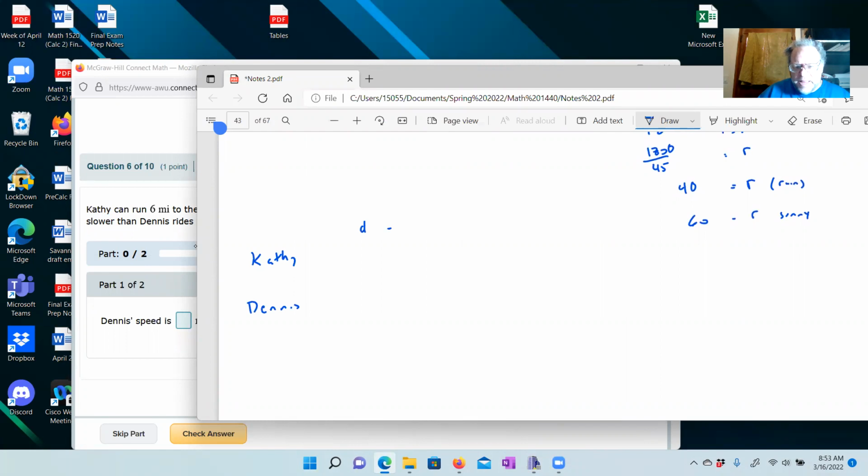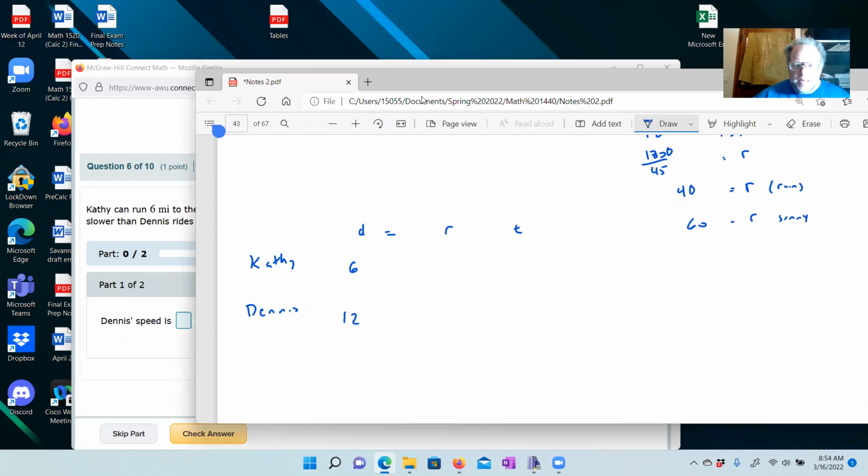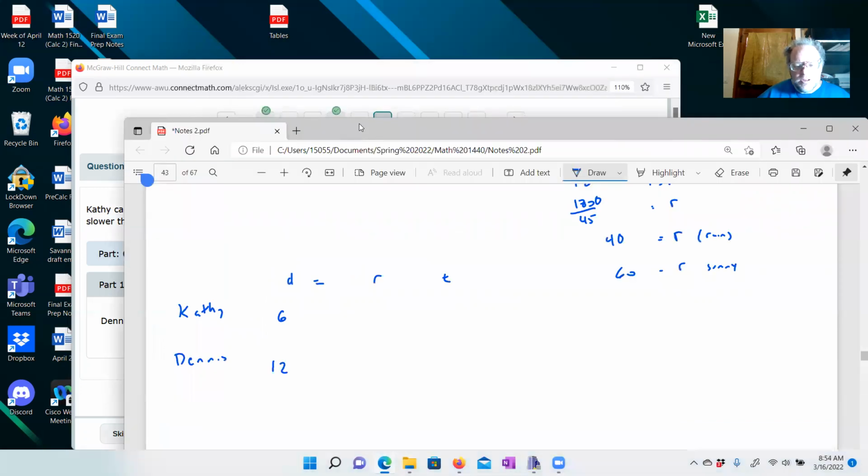We have D equals R times T. Kathy is running 6 miles. Dennis rides 12 miles, right? And in this case, she runs 3 miles an hour slower. So we could say R minus 3 and then put the R here. So this is going to be the speed of the bike.